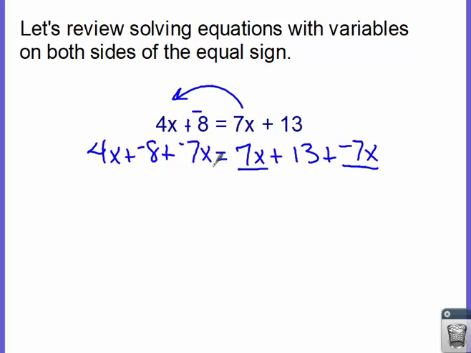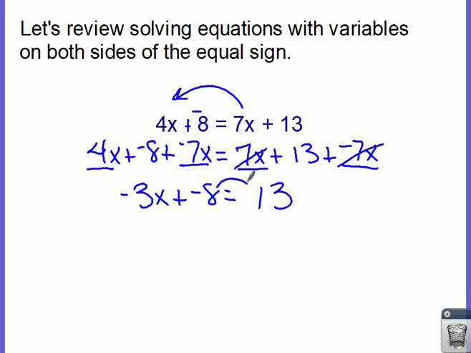Now I combine like terms, put things together that are alike. So this 4x and this negative 7x I can put together to come up with a negative 3x plus, and I bring the negative 8 down with it. Now on the right-hand side, my x's should go away if we did everything correctly, and I end up with 13. So step number one accomplished. My letters are on one side.